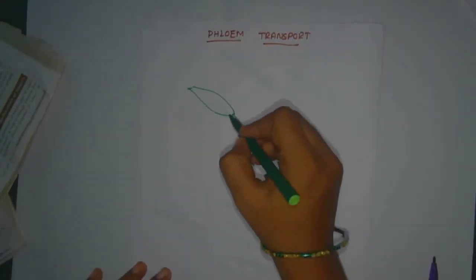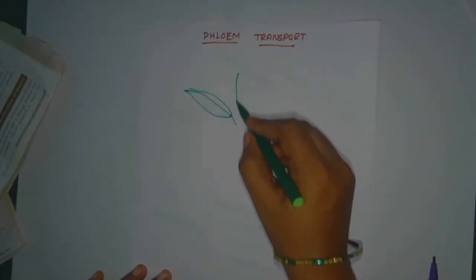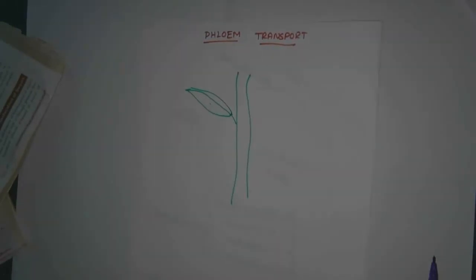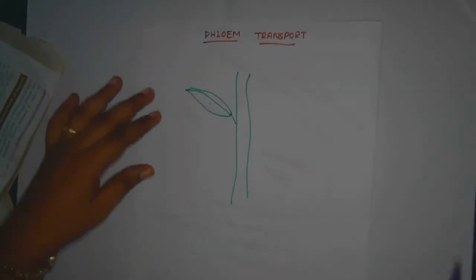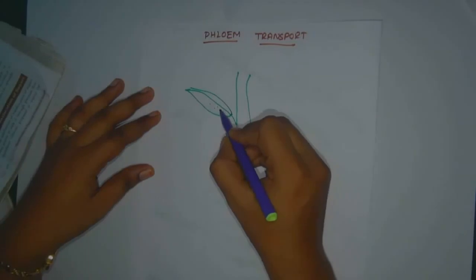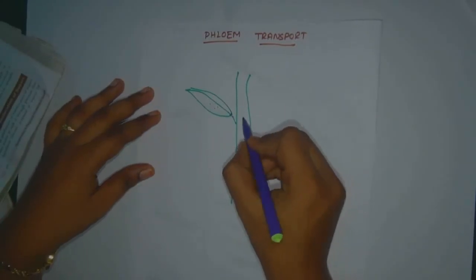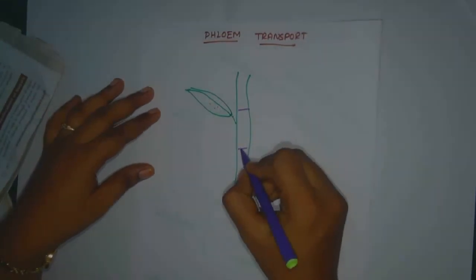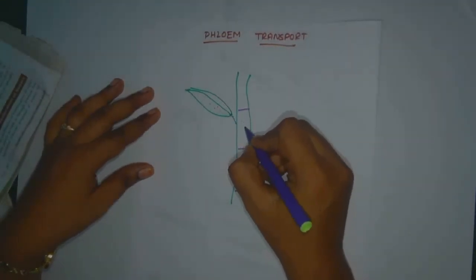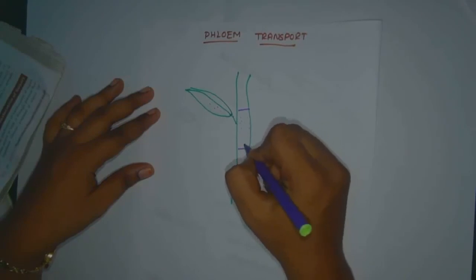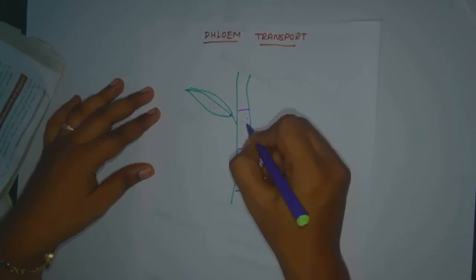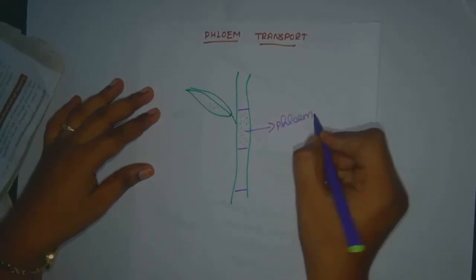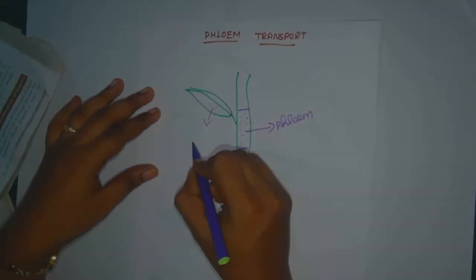Just imagine this is the leaves of a plant. Here they are transported through the phloem. So food is synthesized here, and here it is stored in the phloem. Just imagine this is the phloem part. Now the food is to be stored here. They have this phloem part, and they have food. Leaves synthesize the food.